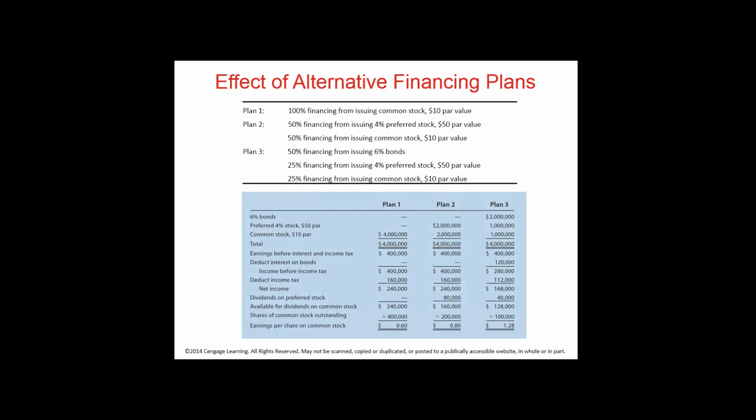This is an example of some different financing plans. In Plan 1, all of our financing was from issuing common stock. And if you look down through here, you will see that our earnings per share is 60 cents per share. Now, the reason for that is because we have so many shares outstanding.